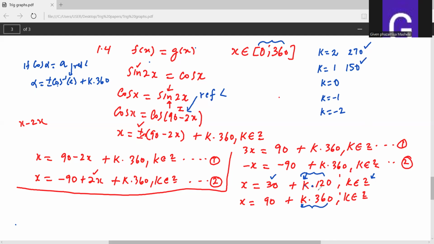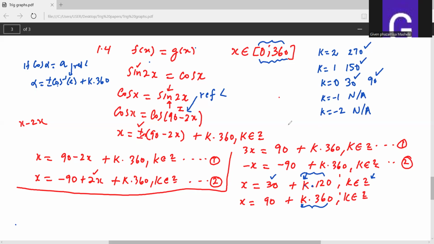Let's now substitute by 0. 0 multiplied by 120 is 0, and 0 plus 30, the answer becomes 30. This is the answer. And again, 0 multiplied by 360 is 0, plus 90, it's 90. You see, these values are falling between 0 and 360. But if you use -1, the answer will now become negative. You can confirm it.